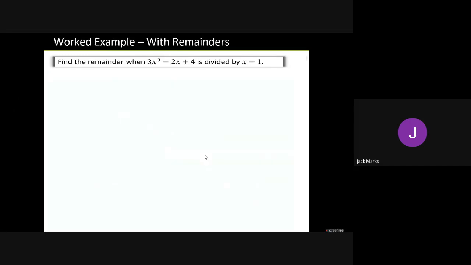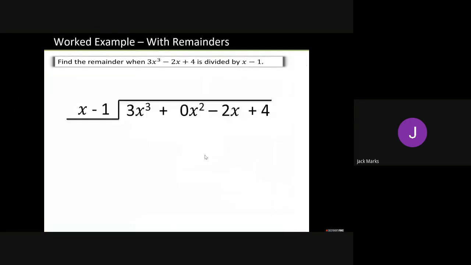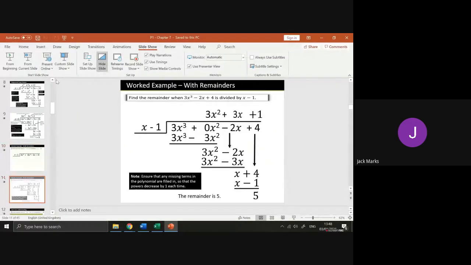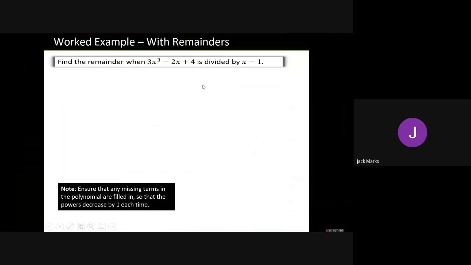Should we do one last example? In fact, let's go through this one. I think you would have got the idea. Let's just show you the animations for this one. This one's interesting because it talks about how to handle when you've got missing powers. So look at this one. It's got x cubed and then an x, and it misses the x squared.